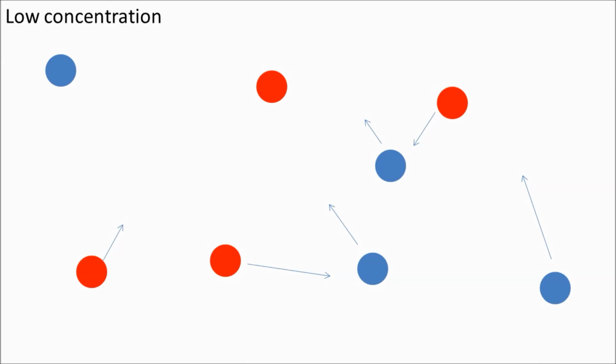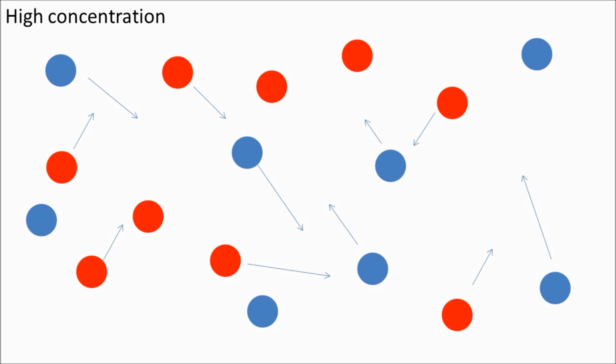Well, firstly, concentration. You can think of concentration as the number of particles in a given volume. These particles are bouncing around and colliding with each other. So if we increase the number of particles, we get more collisions per second, and therefore a higher rate of reaction. You can see here that you get more collisions with a higher concentration of reactant.